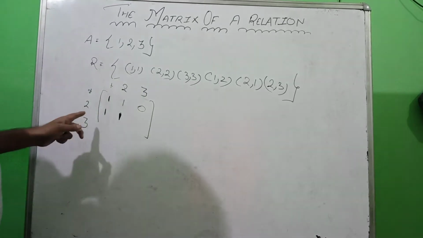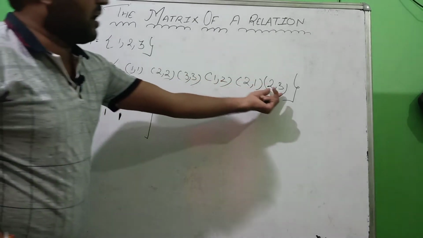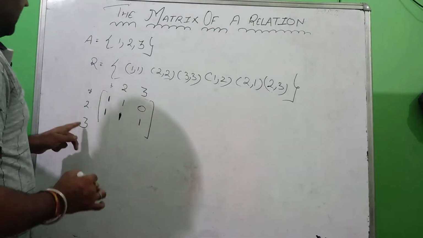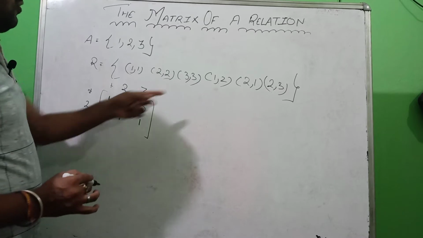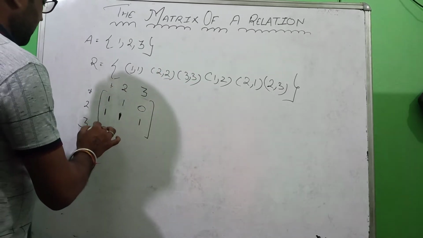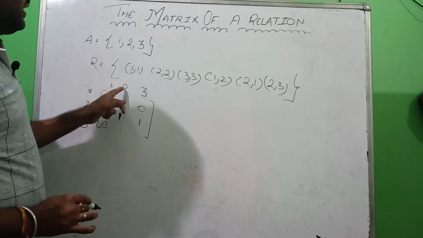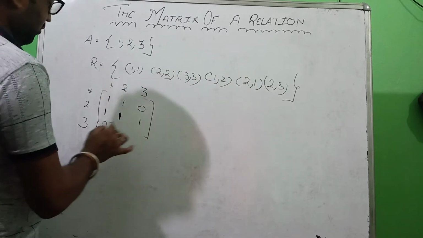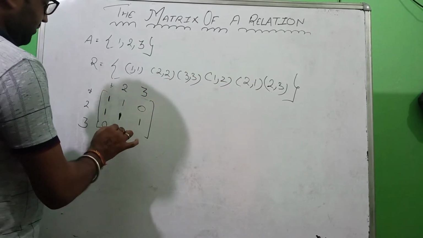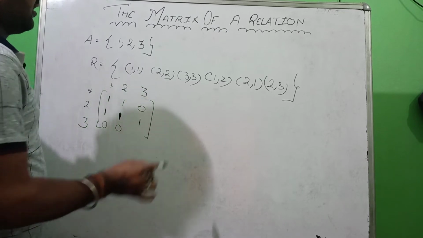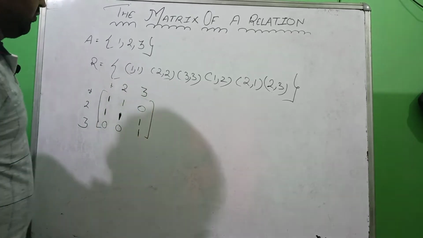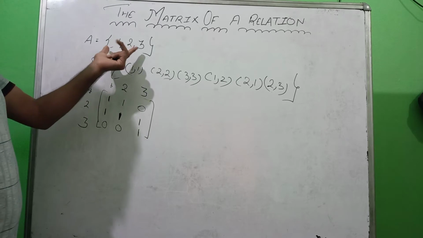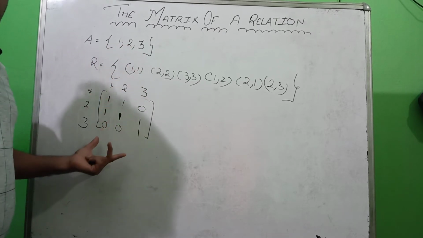Okay guys, and then you have (2,3), so you have (2,3) in this relation, so we are writing here 1. Then (3,1), you have (3,1) in this relation, no, so we are writing here 0. Then (3,2), do you have (3,2) here? No, (3,2) we don't have, we have (2,3), not (3,2), so we are writing here 0. Then (3,3) is available here, so we are writing here 1.